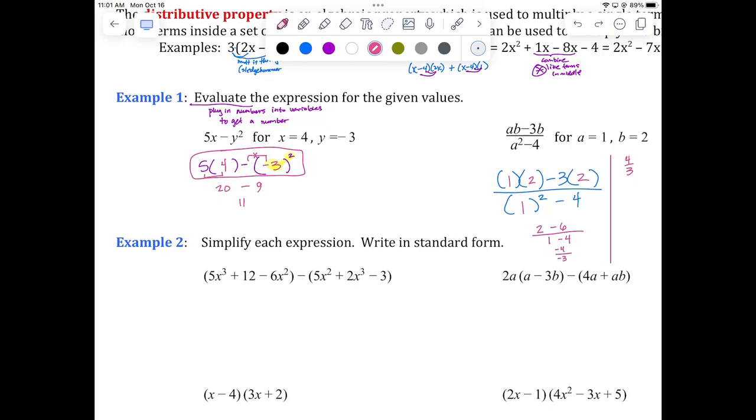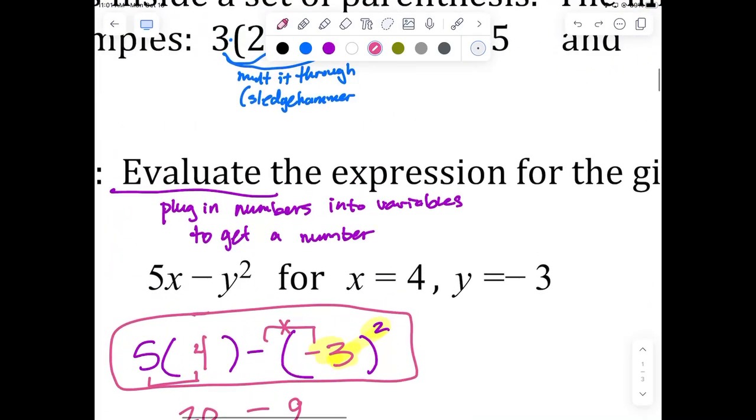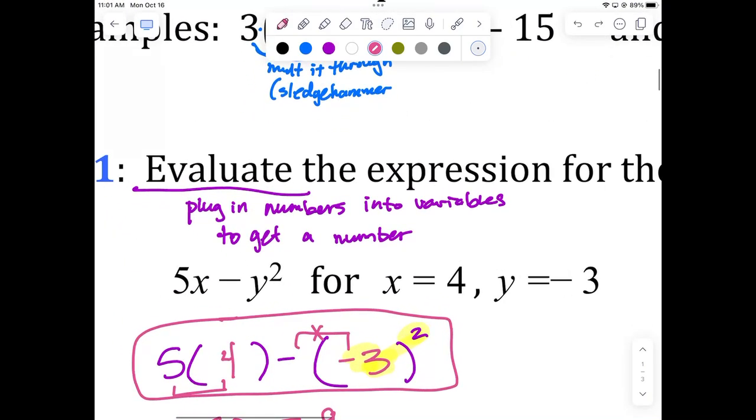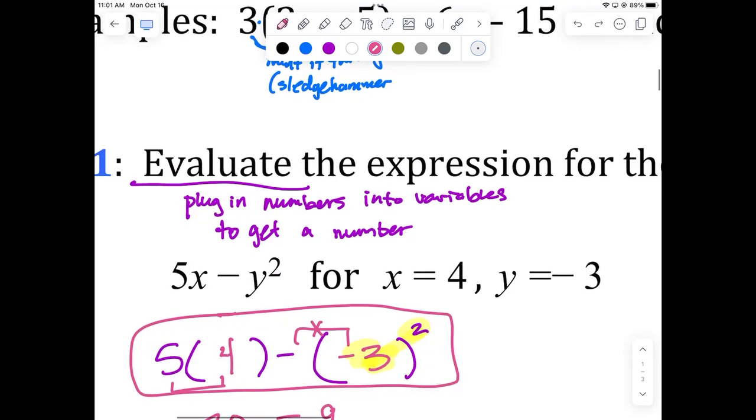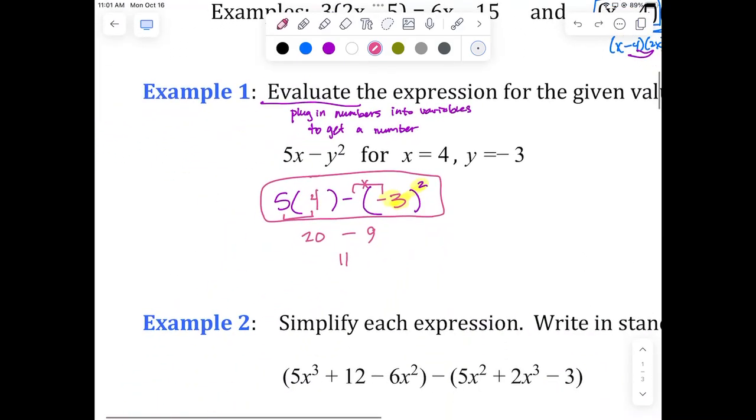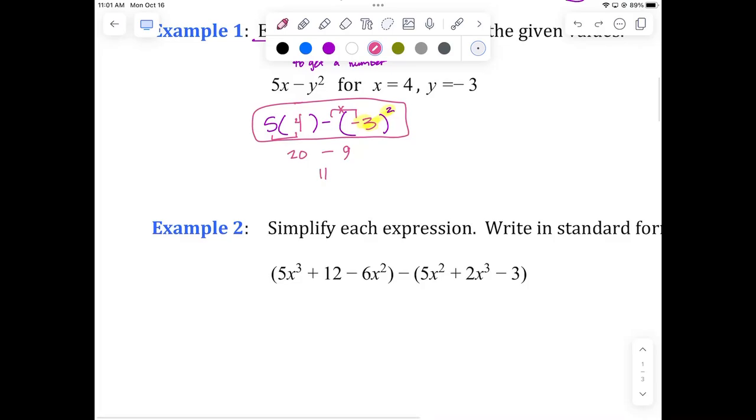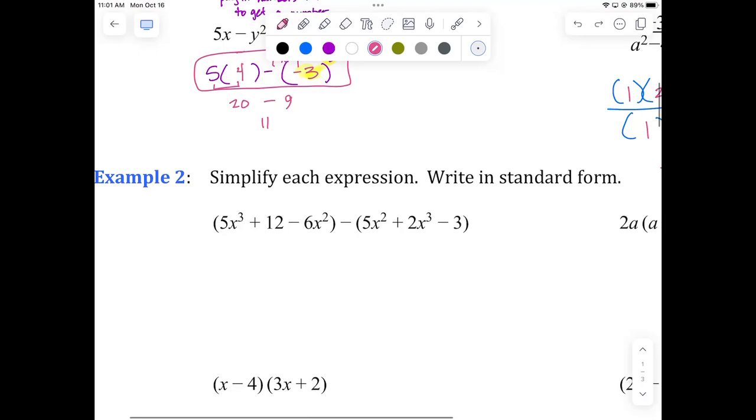Okay, so that's what evaluating does. What does it mean to evaluate? We're plugging in numbers into variables to get more numbers. Yes? Yes. Okay. Example 2, simplify each expression. Write in standard form. Okay, I'm glad they said that.